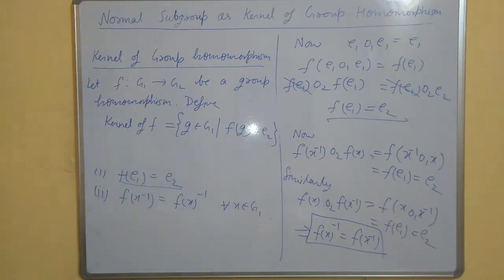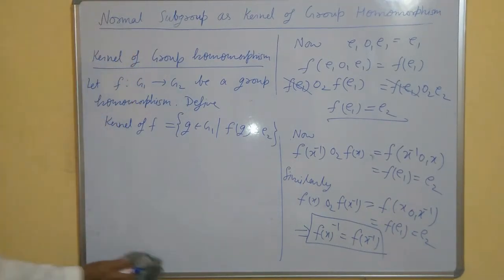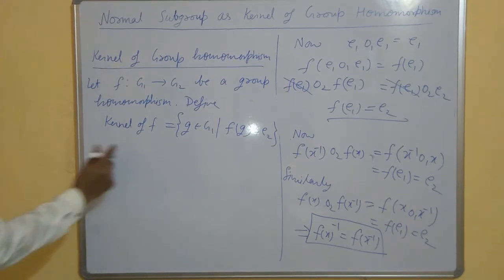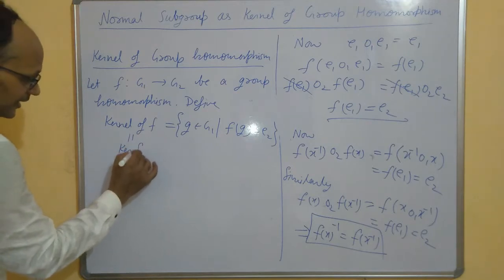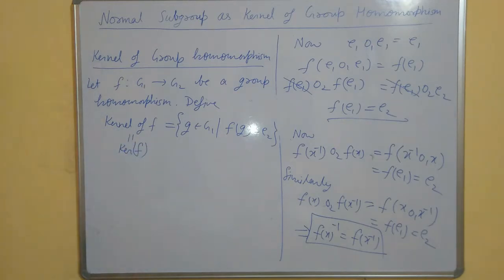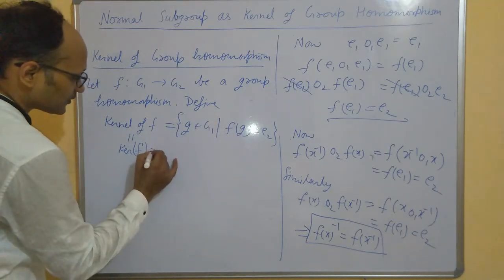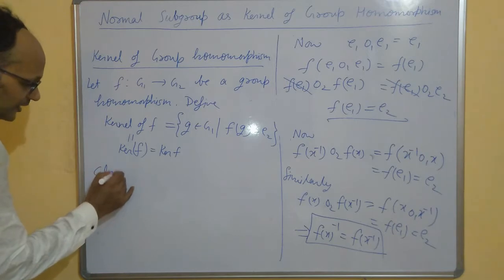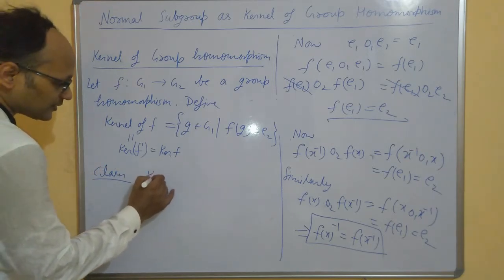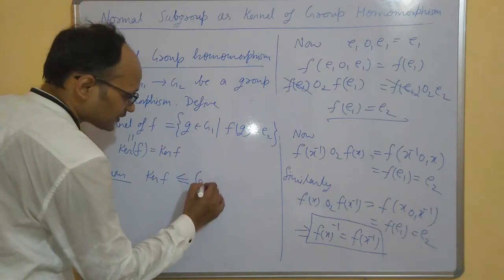So now my claim is that this kernel f is a subgroup of G. We in short denote this kernel of f as Ker f, with brackets or sometimes without brackets also. So my claim is that this is a subgroup. This less than or equal to sign is used for subgroup. This is a subgroup of G1.